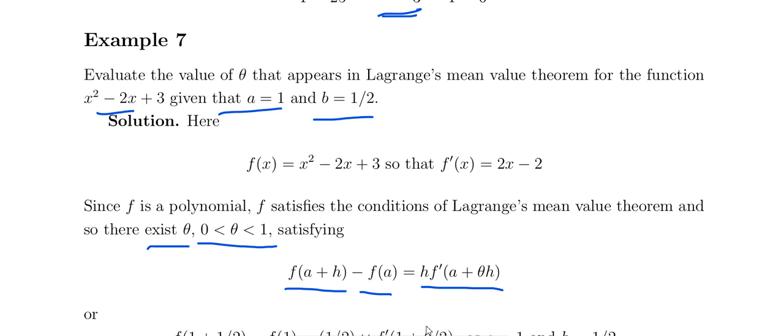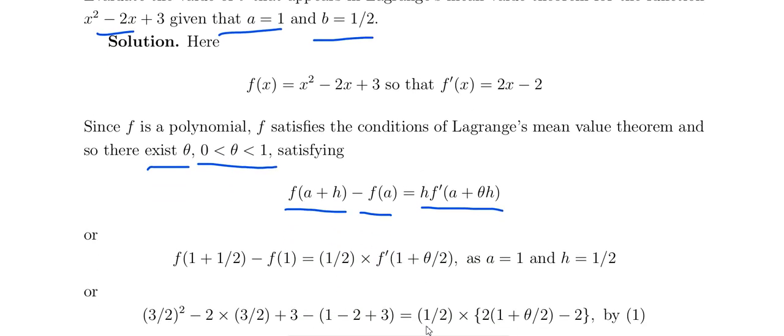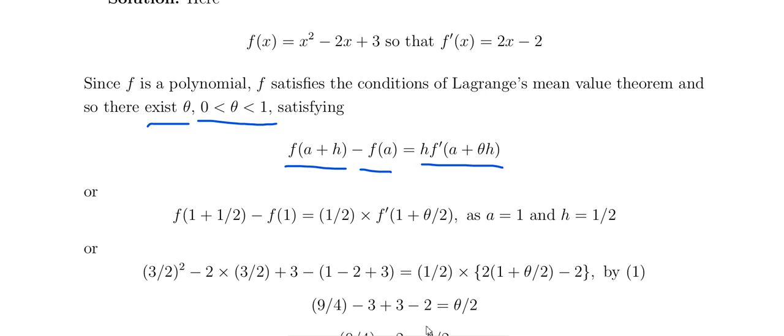h என்றது டிவைடில் வந்துடும் ஆக்சுவலி. ஸோ f dash of a plus theta h வரும். f dash of c போடுற இடத்துல a plus theta h போடுவோம். ஸோ இங்கே f of a plus h minus f of a divided by h.